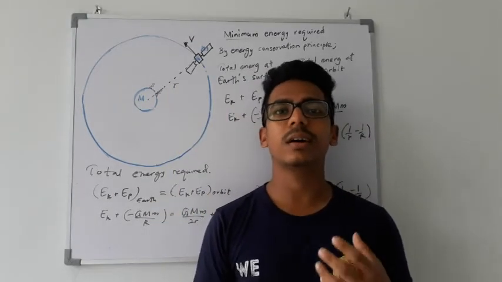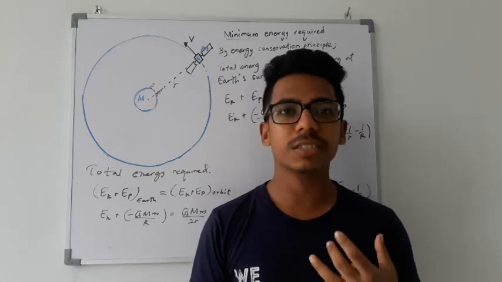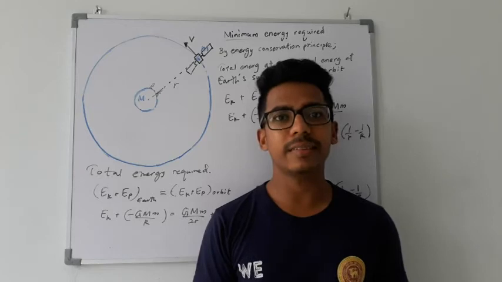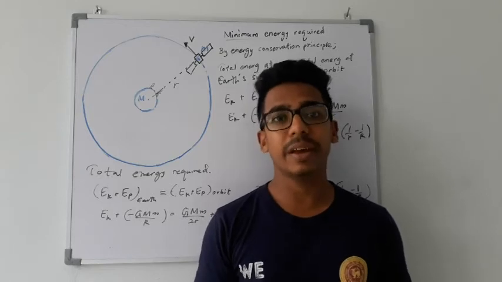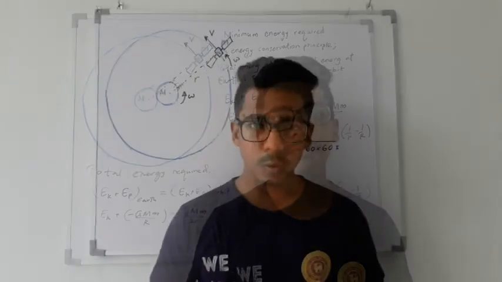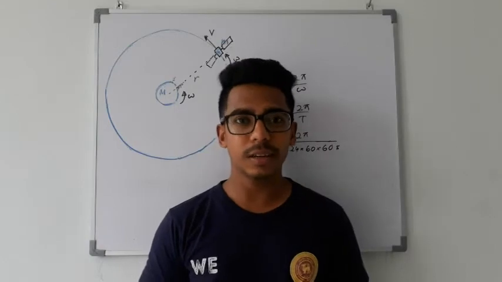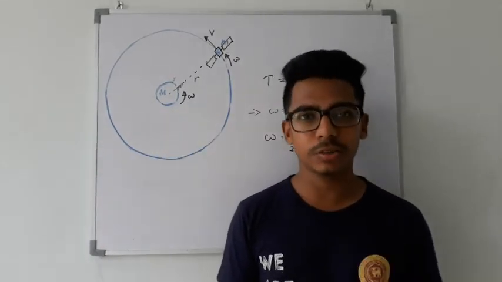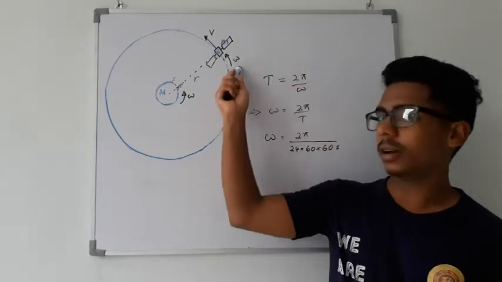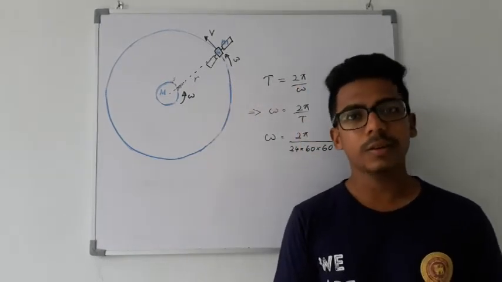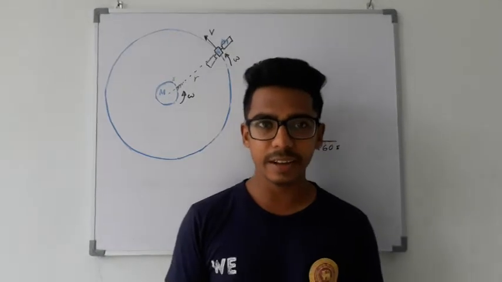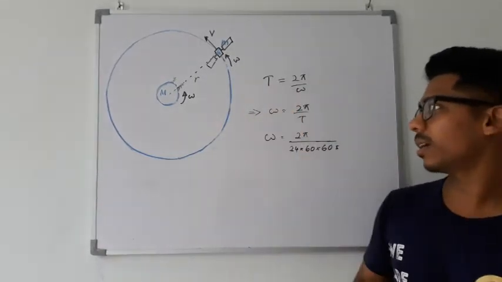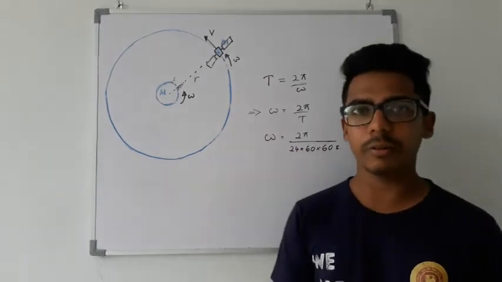So actually a geostationary satellite has the same angular speed as the Earth, so the same periodic time as the Earth. So if we take the angular velocity of the Earth as omega, then the angular velocity of the geostationary satellite is also omega, because both have the same angular velocity. And we know the periodic time and the angular velocity are related by this equation, so we can get omega is equal to 2π over T.